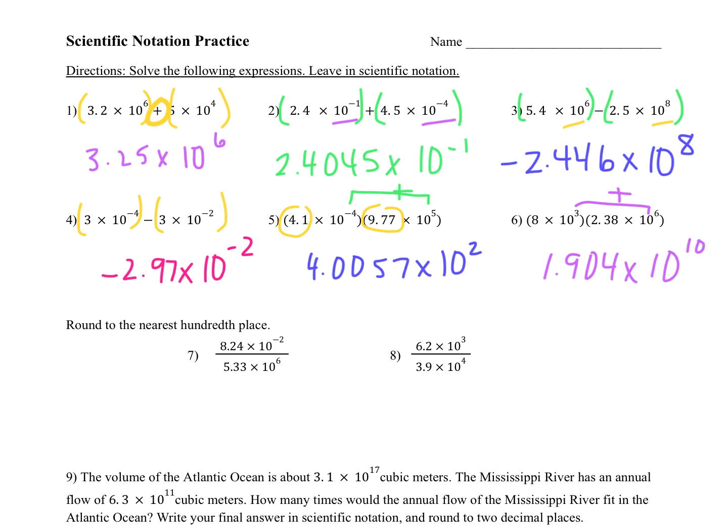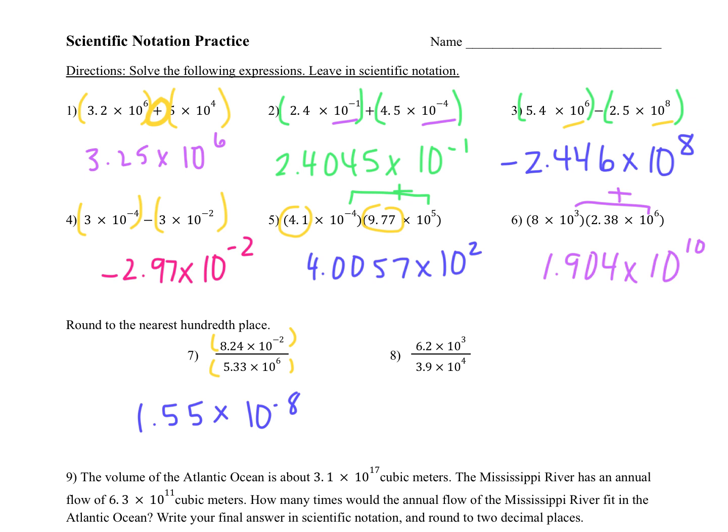Okay. And then the last two, 7 and 8, these are division problems. So we could just do regular division with our coefficients and then keep the base and subtract the exponents. Or once again, use your scientific notation option on your calculator. Just make sure you put the quantities in parentheses. So put your first set in divided by your second set. And this is what I got.